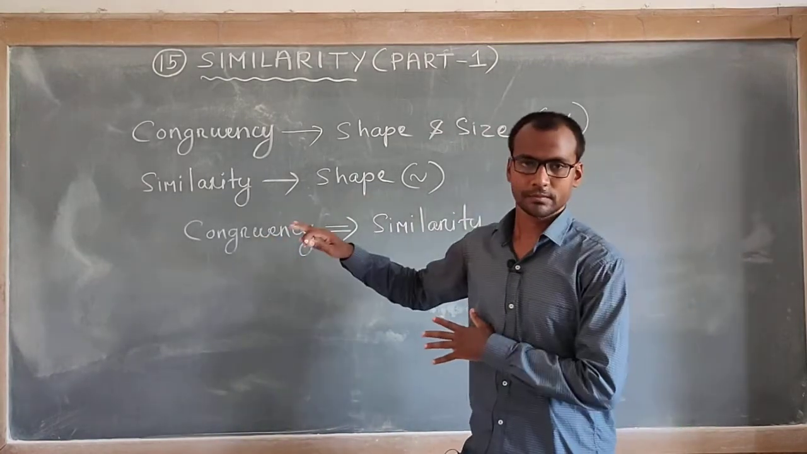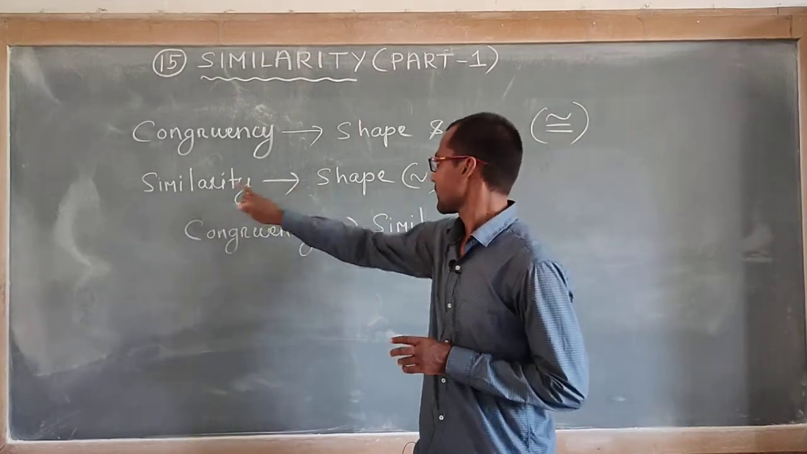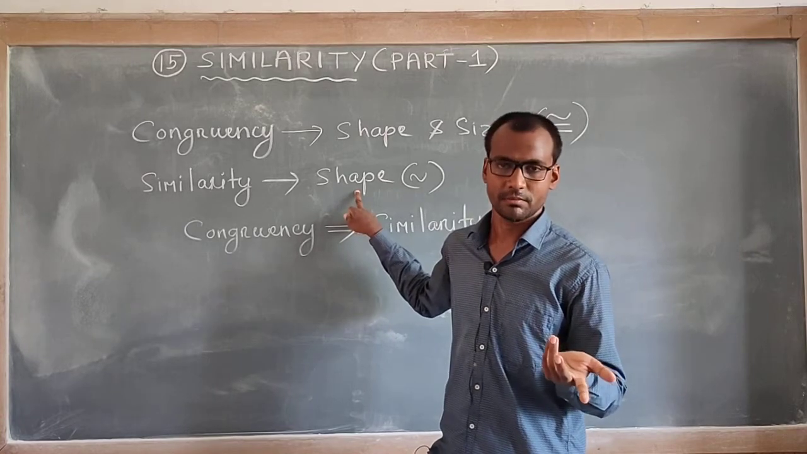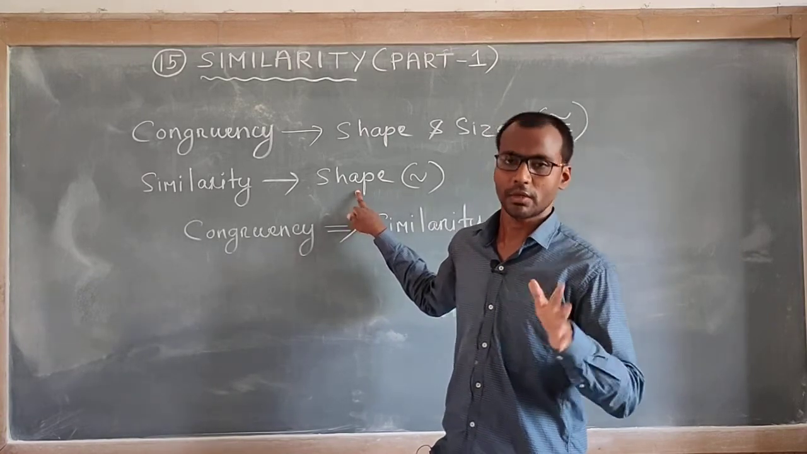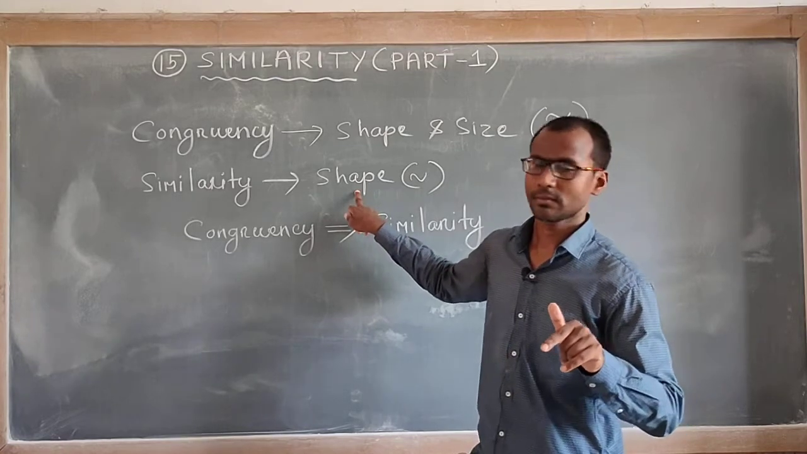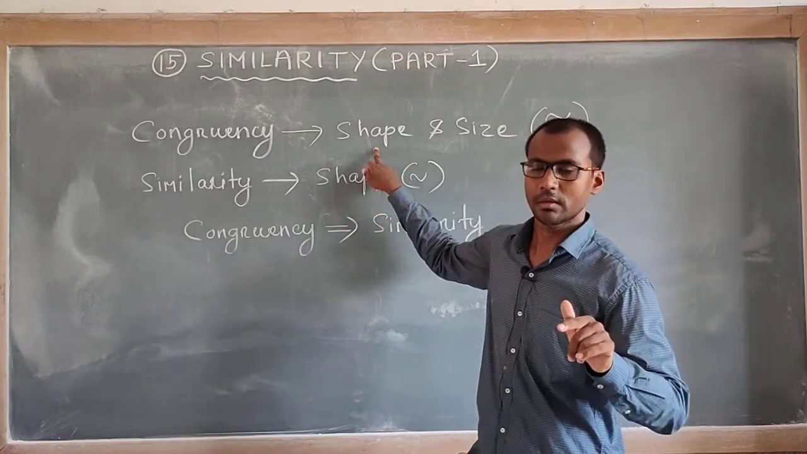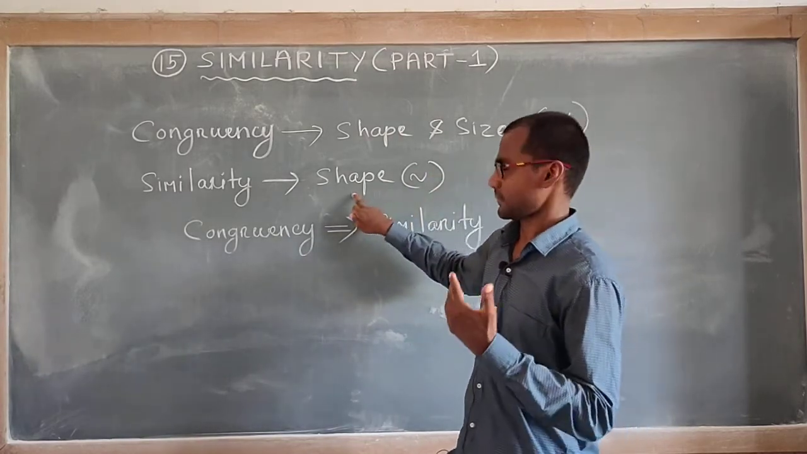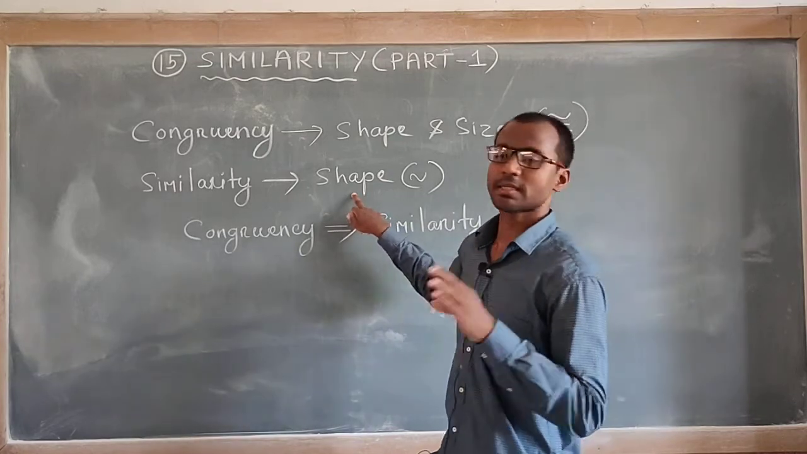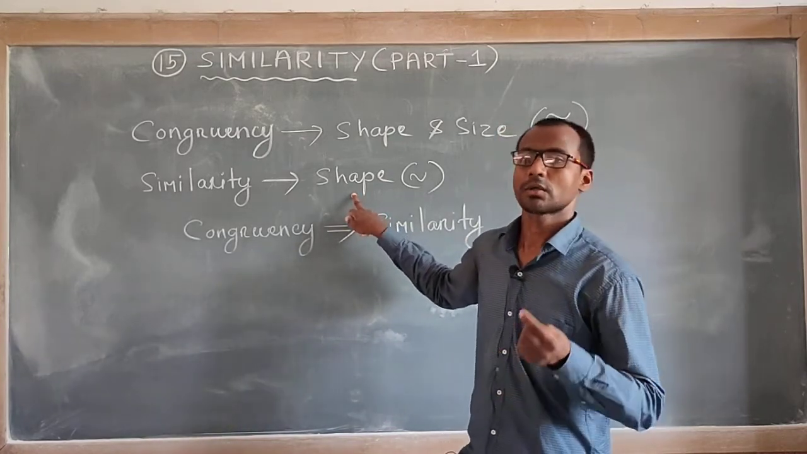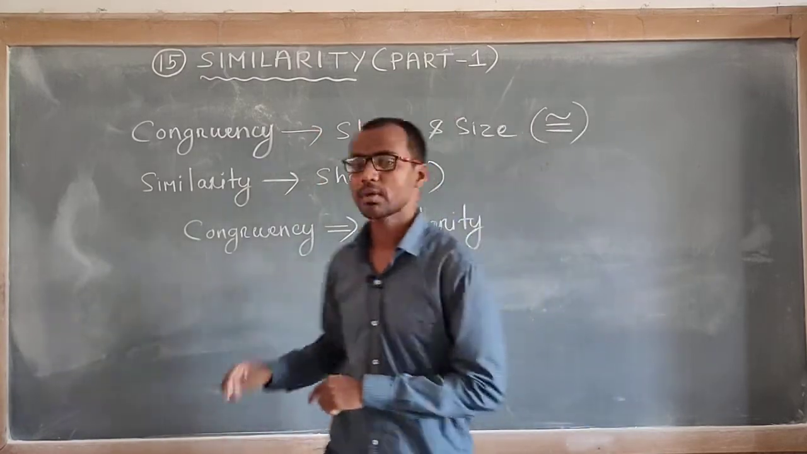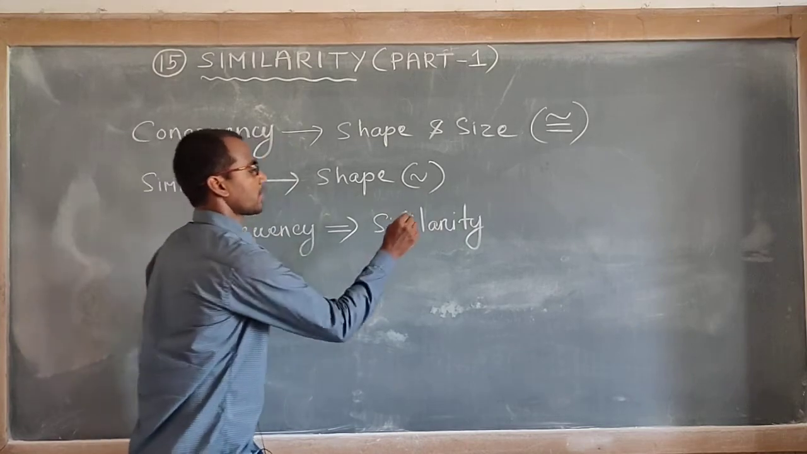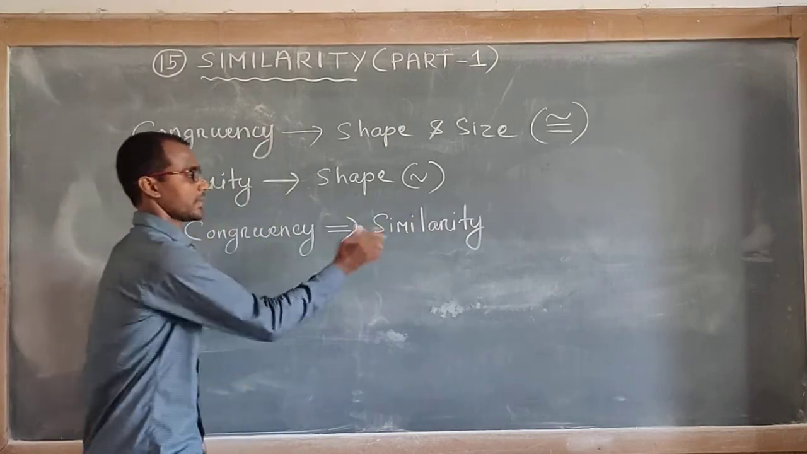But is the converse true? If two objects are similar, then the shape is same. We cannot say anything about the size. The size may be same, may not be same. So can we say that they are congruent? We cannot say, because to be congruent, besides the shape, we have to look at the size also. The size should also be same. But here if two objects are similar, simply the shape is same, so we cannot say that they are congruent. So remember, congruency implies similarity, but similarity doesn't imply congruency. The converse is not true.